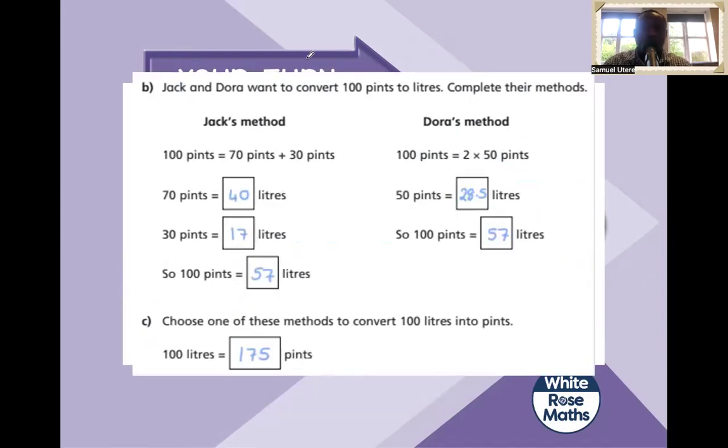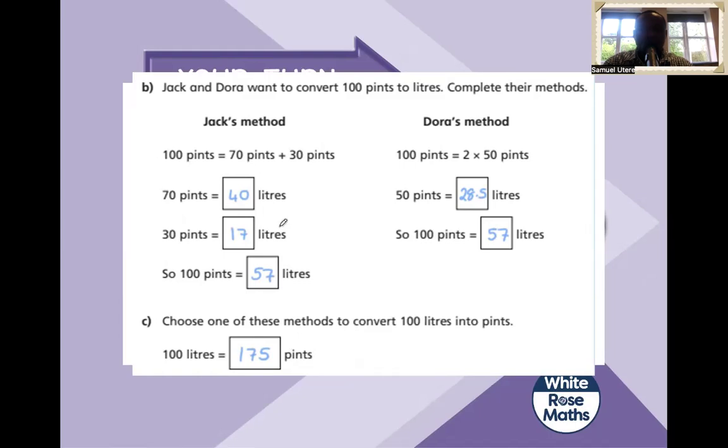So Jack and Dora want to convert 100 pints to liters, and here is what they found. So Jack's method and Dora's method. He doubles 50 pints to get 100. You're asked to choose one of these methods to convert 100 liters into pints. And regardless of the method you choose, the answer will be 175 pints.